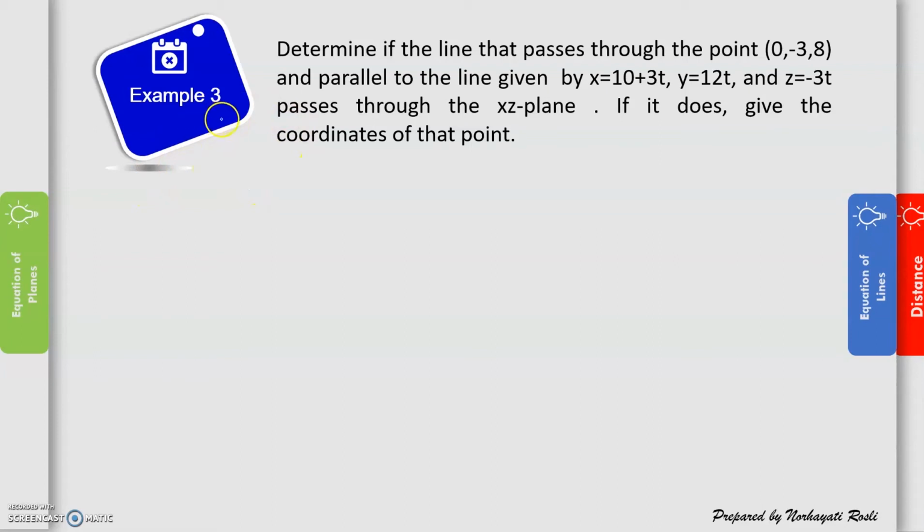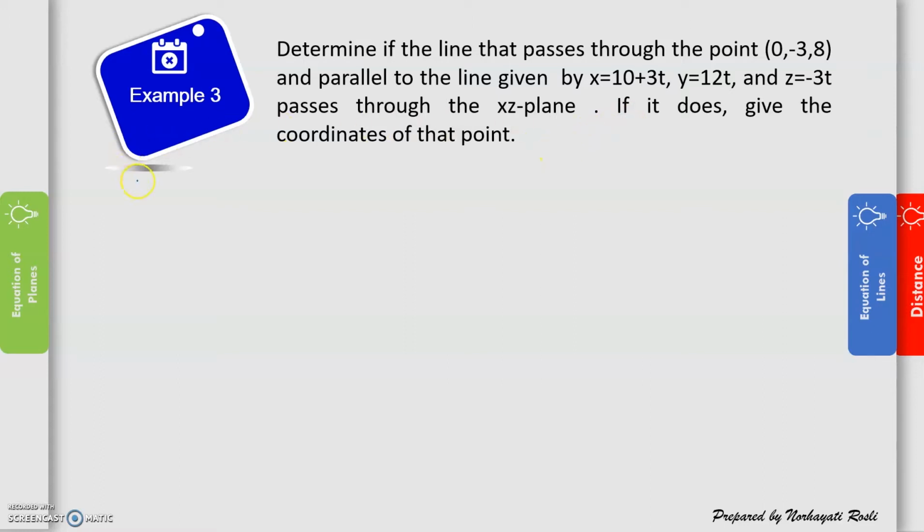Now we go to example 3. The question asks us to determine if the line that passes through the point (0, -3, 8) and is parallel to the line given by x = 10 + 3t, y = 12t and z = -3t passes through the xz plane. If it does, the question asks us to give the coordinates of that point.